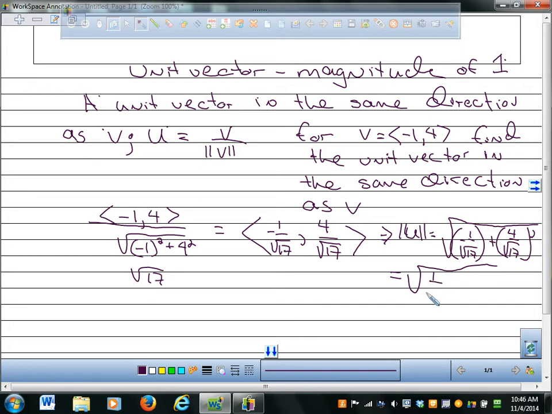When I square negative 1, I get 1. When I square the square root of 17, I get 17. When I square 4, I get 16, and the square root of 17 squared is also 17. So 1 over 17 plus 16 over 17 is 17 over 17, which is equal to 1. So what I just did is I found a vector that's in exactly the same direction as the vector that's back 1 and up 4, but it's got a magnitude of 1.